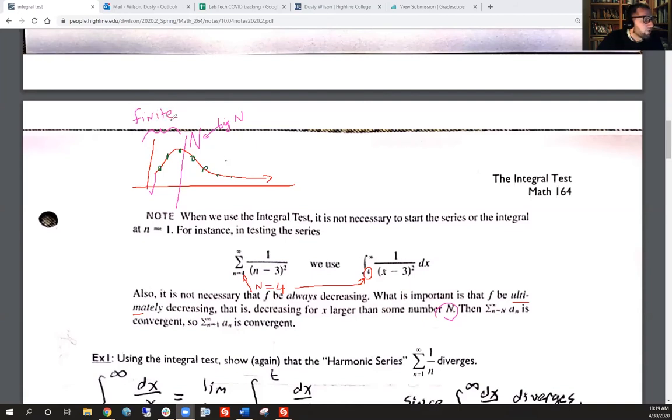Question about this note or either of these notes? Very good. All right.